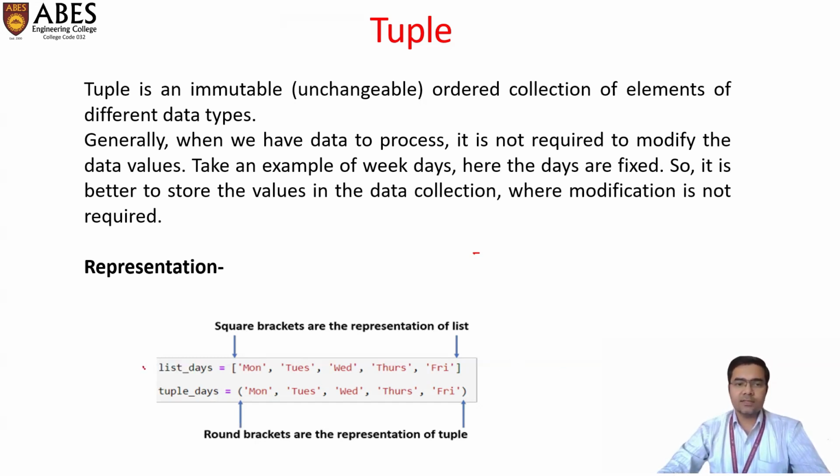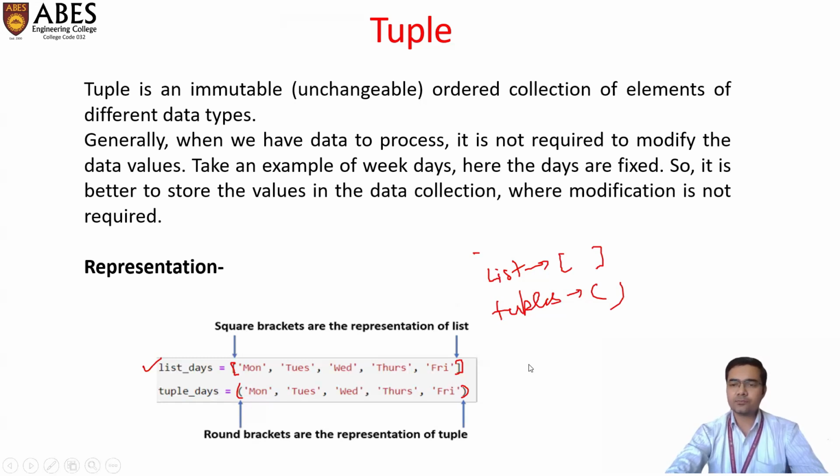In this example, you can see that if you want to declare a list, then we must use square brackets like this one. With the help of square brackets, we can declare the list. But when we use round brackets, it is a tuple. So simply, for a list we use square brackets, but for tuples we use round brackets. With the help of round brackets, we can easily declare tuples.